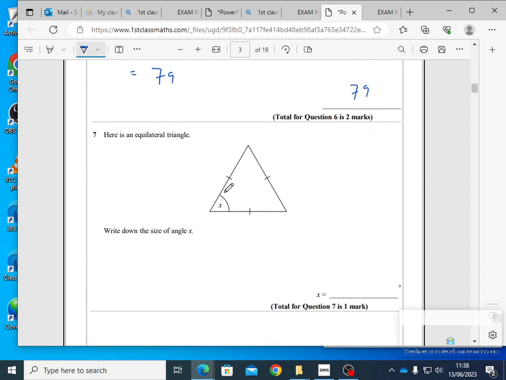Equilateral triangle. One thing about an equilateral triangle, you should know that all the angles are the same. So there are 180 degrees in a triangle, shared by 3, that will give me 60 degrees. So that will be 60.